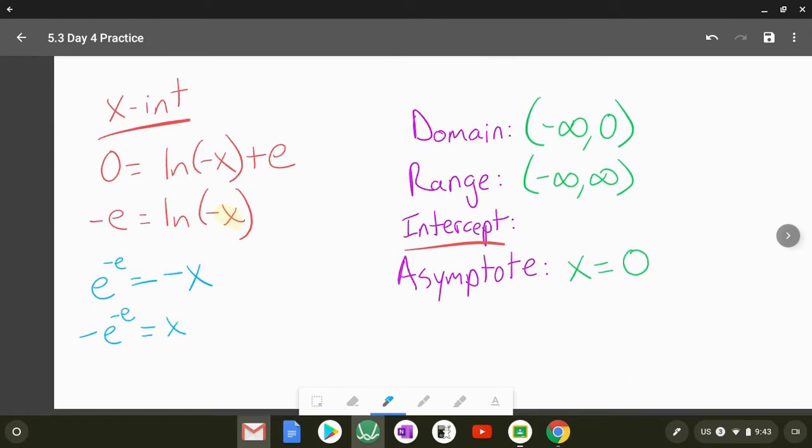And I know it looks goofy. If you want, because there's a negative in the exponent, you can say x equals negative 1 over e to the e. And it looks like a goofy number. Just remember e is a decimal. It's just like any other number, so we can write negative 1 over e to the e, comma, 0.